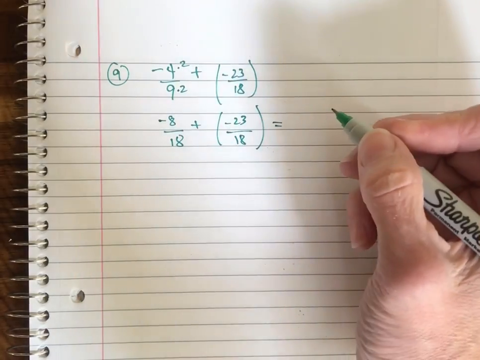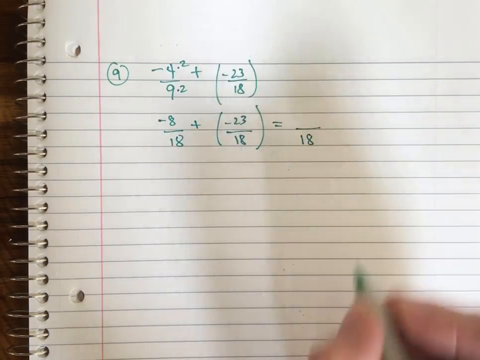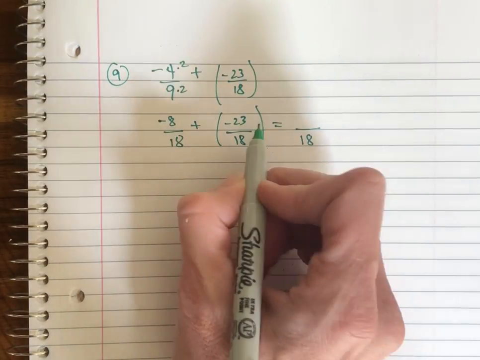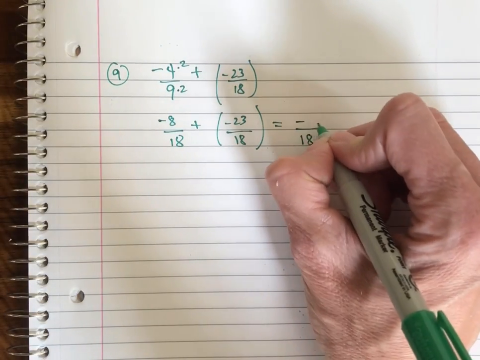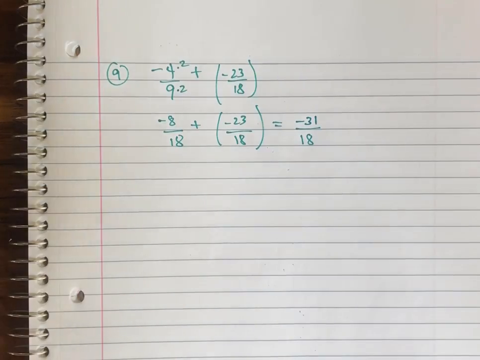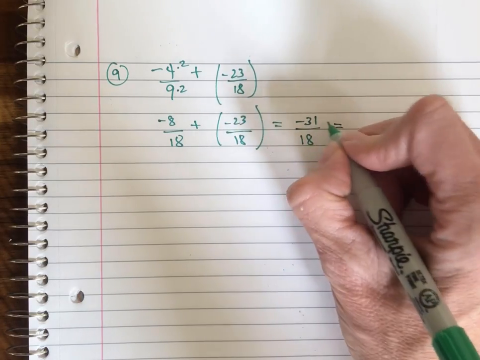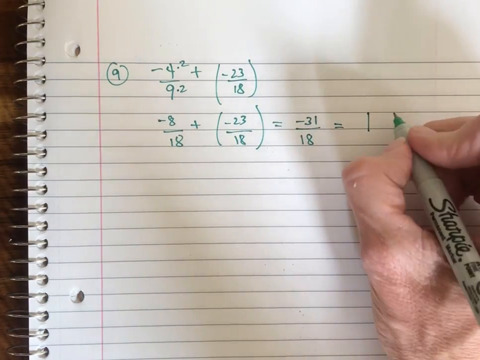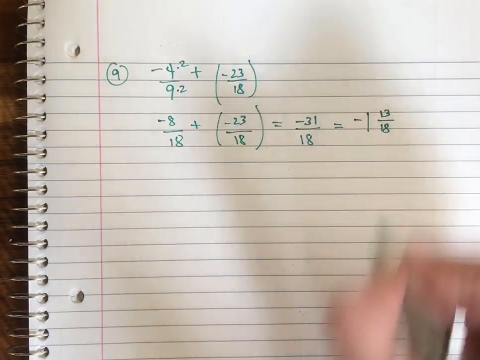When we add fractions, the denominator stays the same. And then this means I owe 8 and I owe 23, which means I owe a total of 31 over 18. So then let's work to change that into a mixed number. 18 goes into 31 once. There are 13 left over out of 18. Don't forget to carry over that negative.